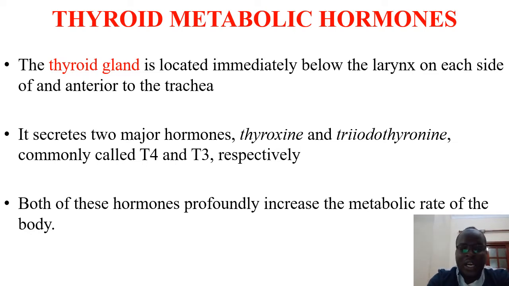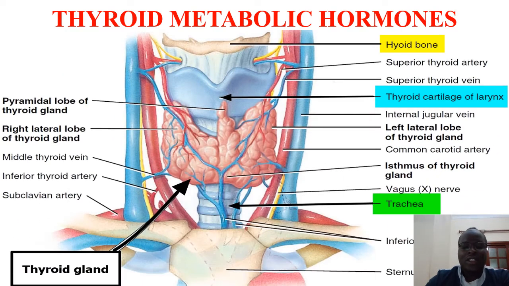It produces two major hormones, thyroxine and triiodothyronine. Triiodothyronine is a hormone produced by the thyroid gland, and also thyroxine, which is also referred to as T4 or tetraiodothyronine. They are commonly called T4 and T3 respectively. Both of these hormones profoundly increase the metabolic rate of the body by increasing the number of enzymes involved in metabolism. So it will have an effect on DNA transcription. We'll look at the effect of thyroid hormones on the target cells.